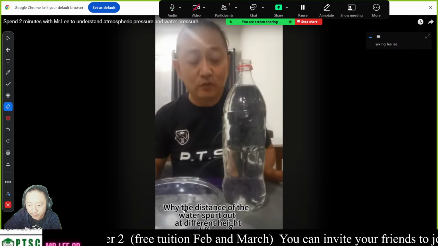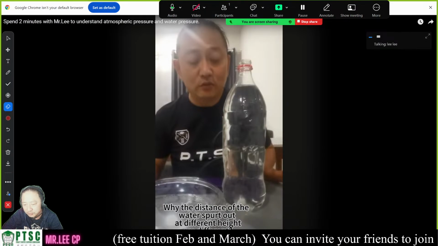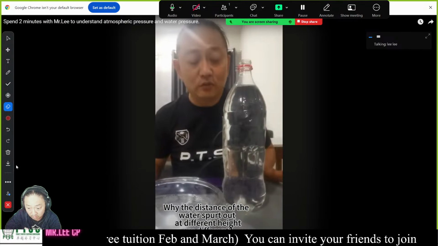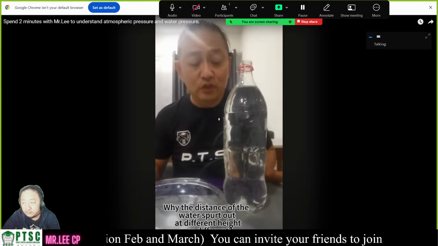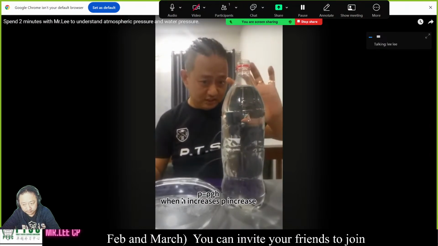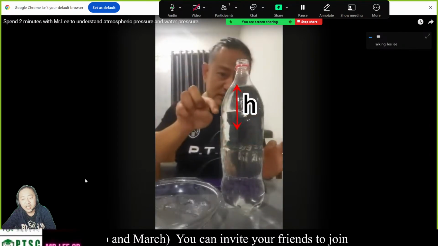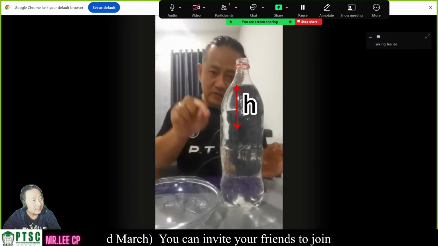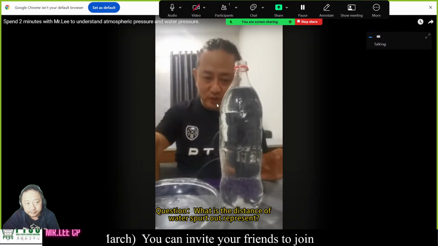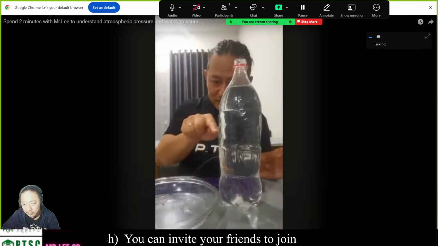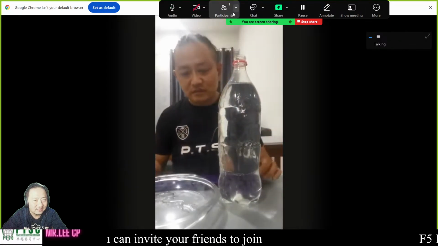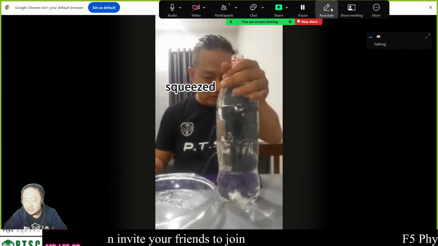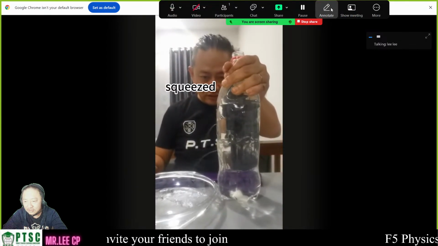Now my question is, why is the distance the water spurts out at different heights different? Why? Pressure is rho g h. When h increases, pressure increases. Squeeze it.